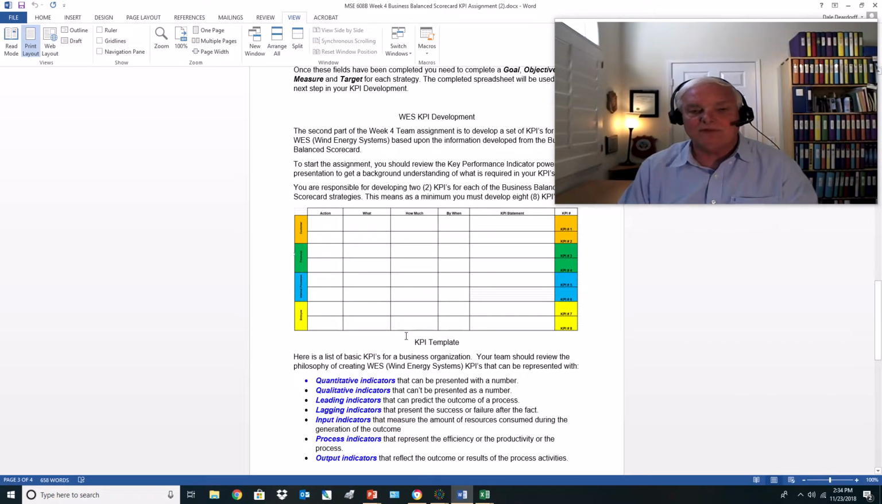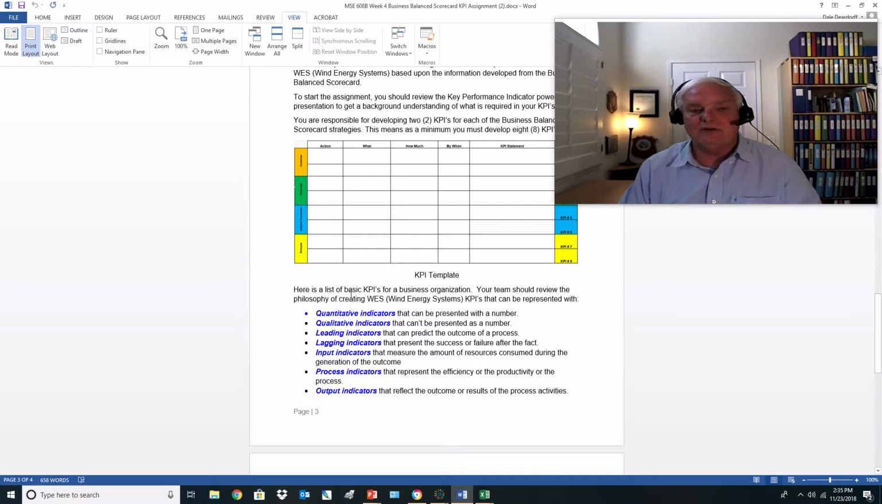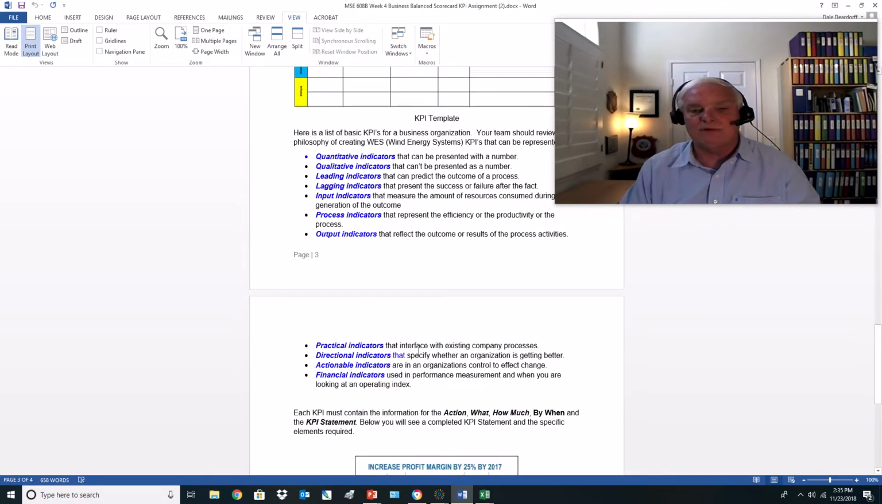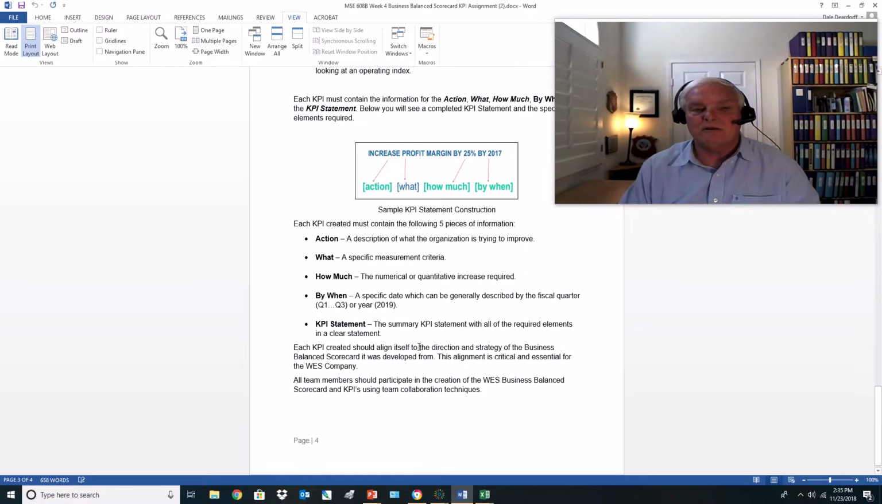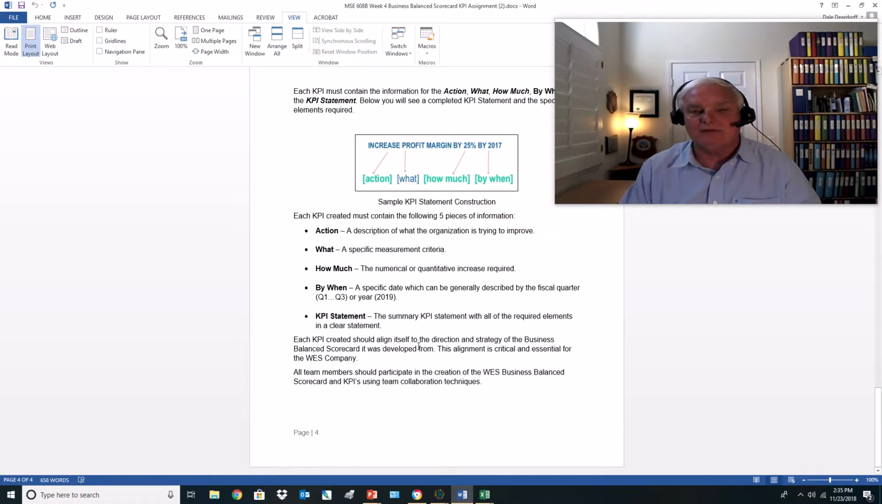And we have templates for you along with information on the basic information for the type of not only qualitative but quantitative, leading, lagging, input indicators, process indicators, output. We've given you a really good solid explanation as to what we're looking for. We talk about in the KPIs how they must be actionable. You must describe what, how much, by when, and a KPI statement.